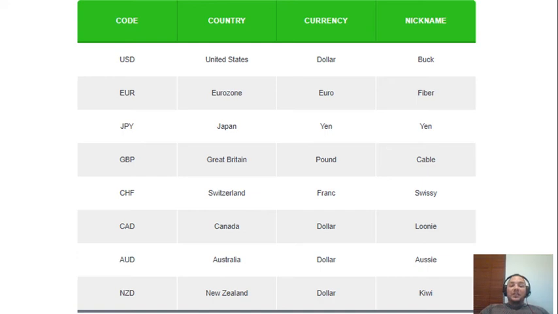JPY, which stands for Japan, yen. GBP, Great Britain, pound. Then we have CHF, which is Switzerland, franc. Then CAD is basically Canada, and the dollar, which we call Canadian dollar. AUD is the Australian dollar, the A and the U standing for Australia, the D for dollar. And finally we have NZD, which is New Zealand dollar. It's pretty cool to know. It's much easier to navigate when you're reading these symbols. You kind of immediately learn them and know them.